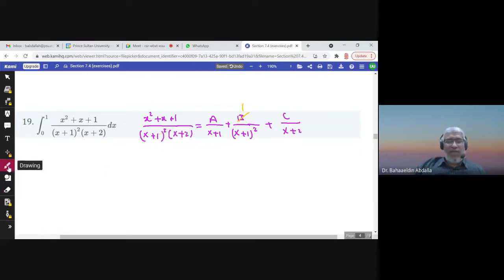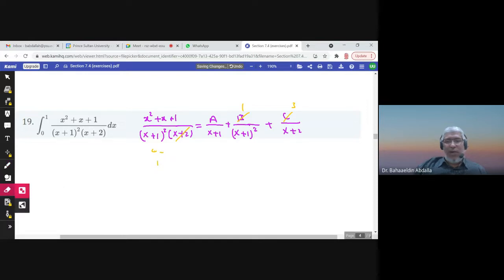I can find c by canceling x plus 2 and replacing x by negative 2. Negative 2 squared is 4. Minus 2 plus 1, that's minus 1. And negative 2 plus 1 is negative 1 squared, that's 1. So c is 3.